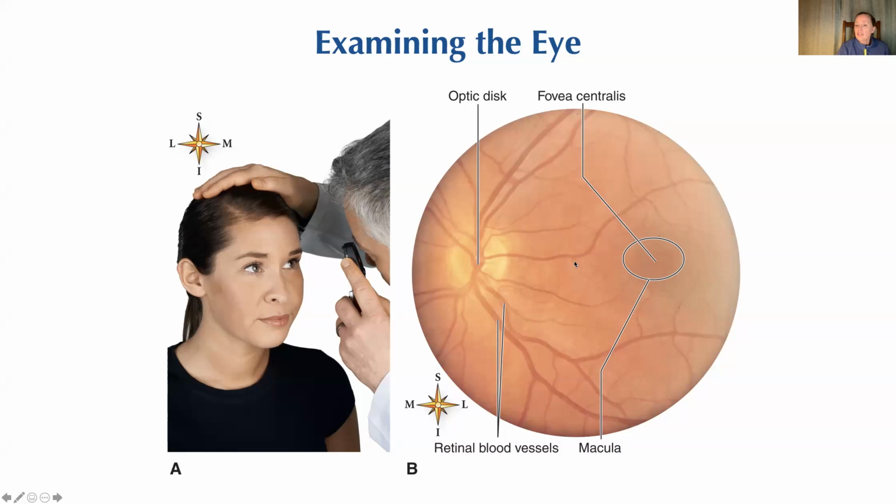So if this is the nasal side, this is the lateral side, I can look at this and say that this is a left eye. You don't need to know that necessarily, but you can play around with your anatomy and see if you can figure these things out.